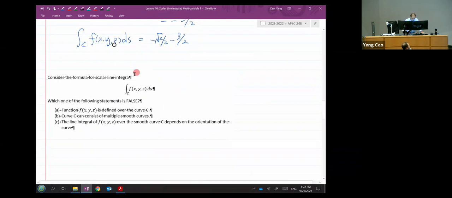So here's a question. Consider this scalar line integral formula. And then we have 3 statements here. Which one of the statements is false? First one, function f is defined over curve C. Second one, curve C can consist of multiple smooth curves. The last one, the line integral of this f over the smooth curve C depends on the orientation of the curve.